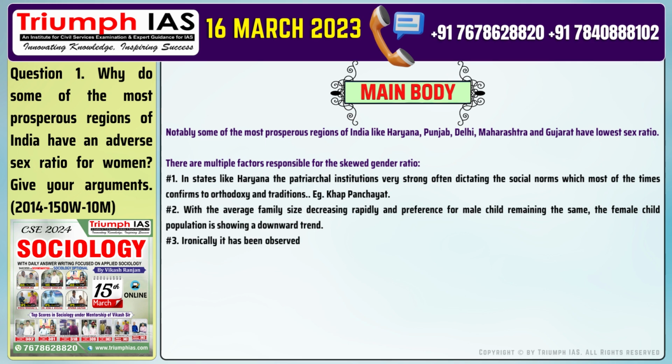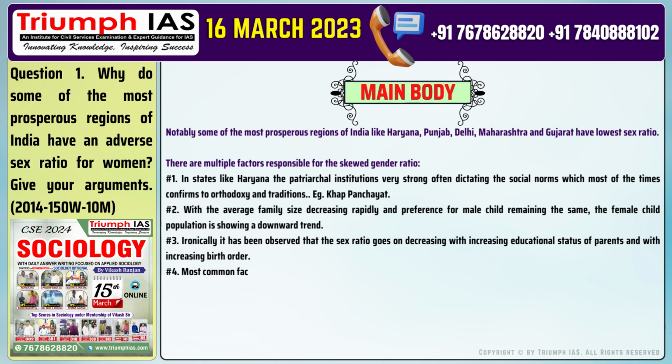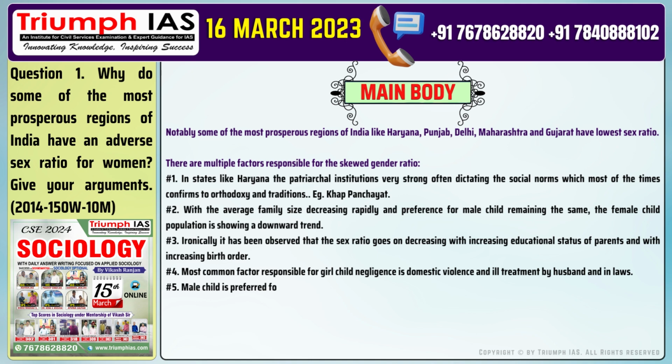Number 3. Ironically, it has been observed that the sex ratio goes on decreasing with increasing educational status of parents and with increasing birth order. Number 4. The most common factor responsible for girl-child negligence is domestic violence and ill-treatment by husband and in-laws. Number 5. Male child is preferred for economic concerns, security in old age and performance of last rites.